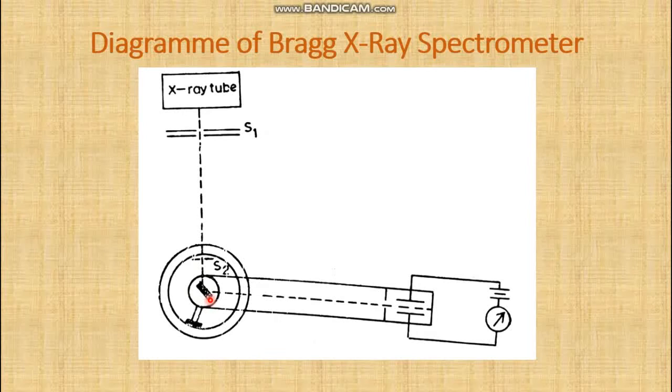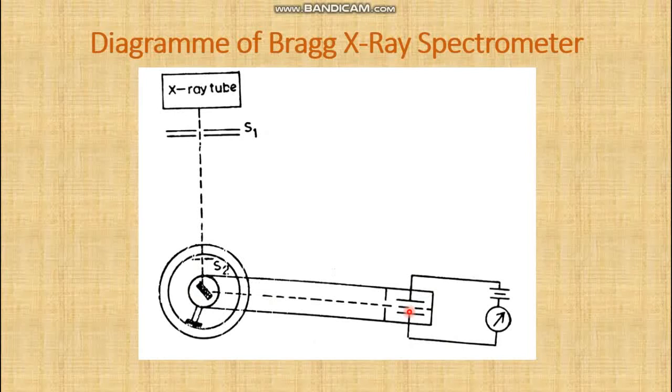Now the rays reflected from the crystal are then allowed to pass through a detector known as the ionizing chamber, and this ionizing chamber is filled with the vapors of methyl bromide. Okay, this is the ionizing chamber. Okay.